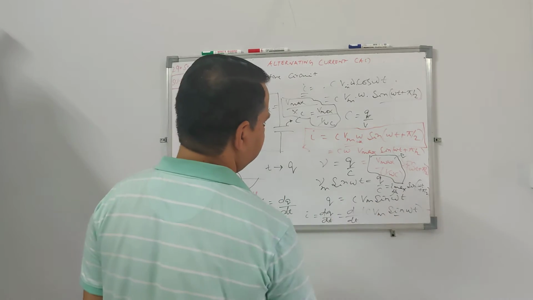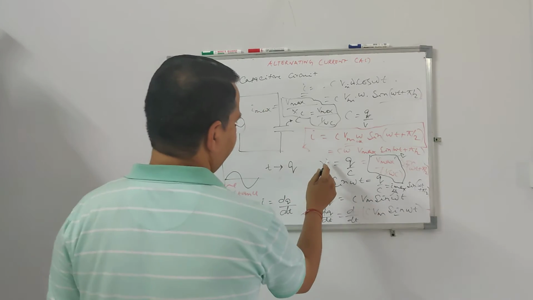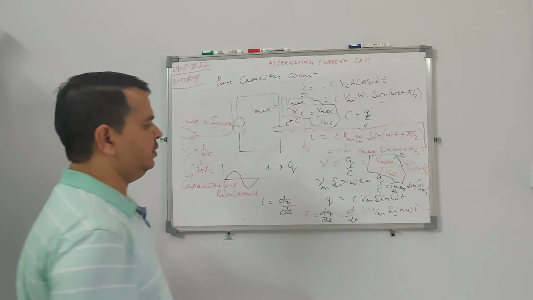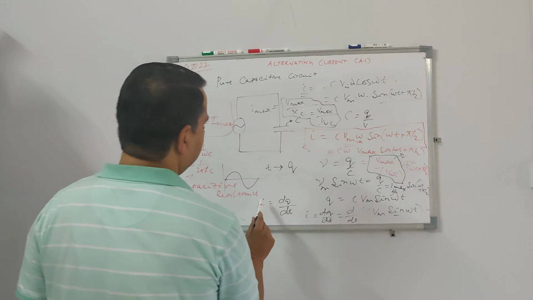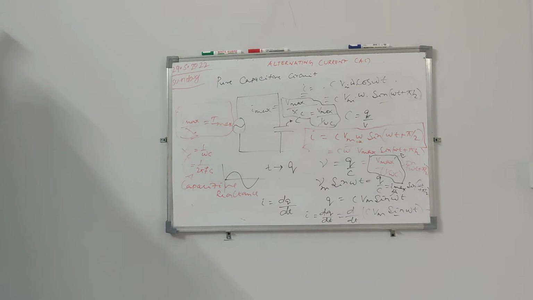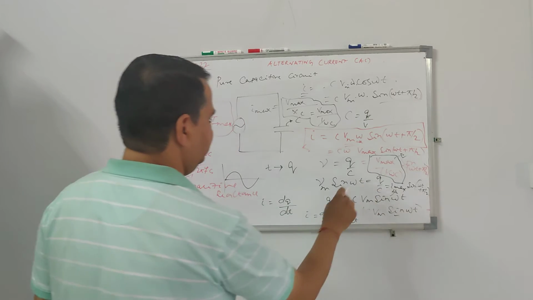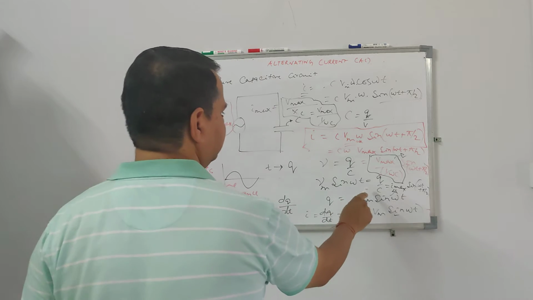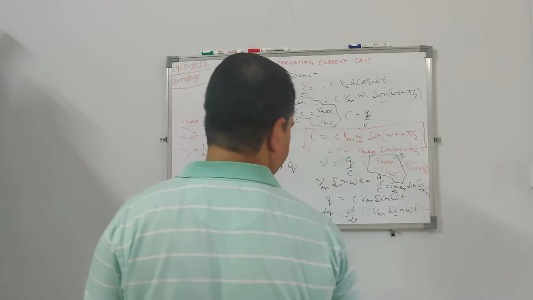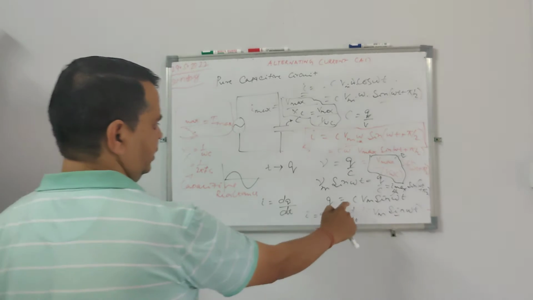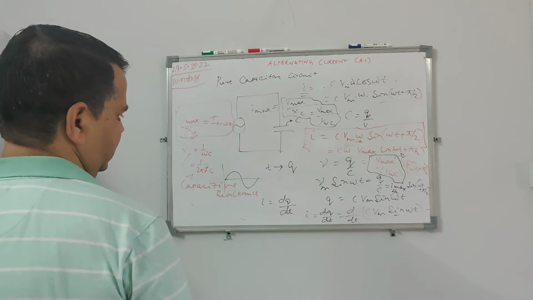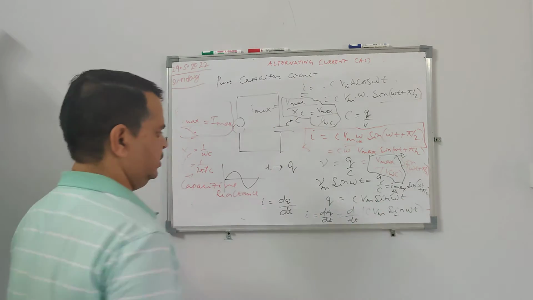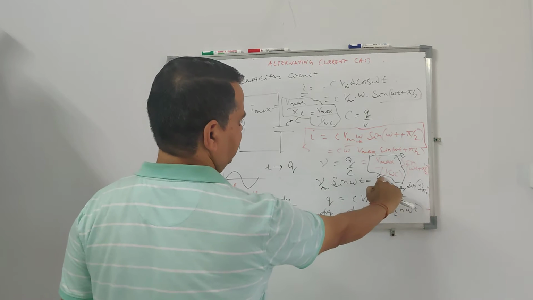Then if V is equal to Q by C, in case of AC, this V can be written as Vmax into sin omega t, which is equal to Q by C. Then we know current is equal to rate of change of charge. So I is equal to dq by dt. Then Q you have already found as C Vm sin omega t.